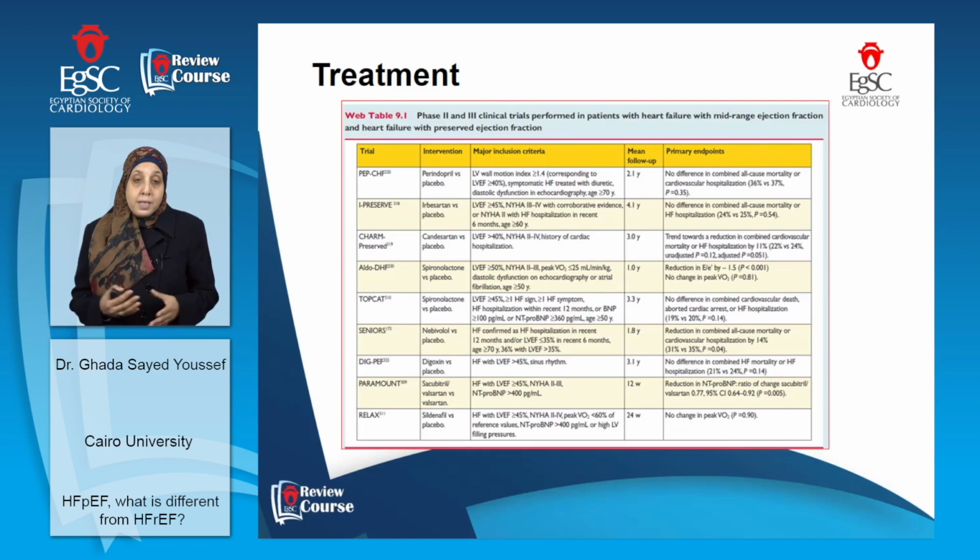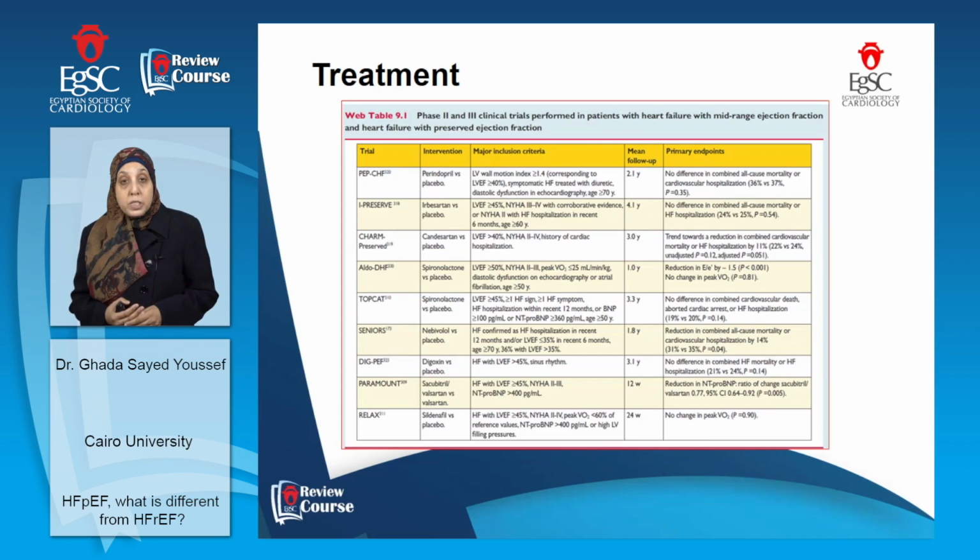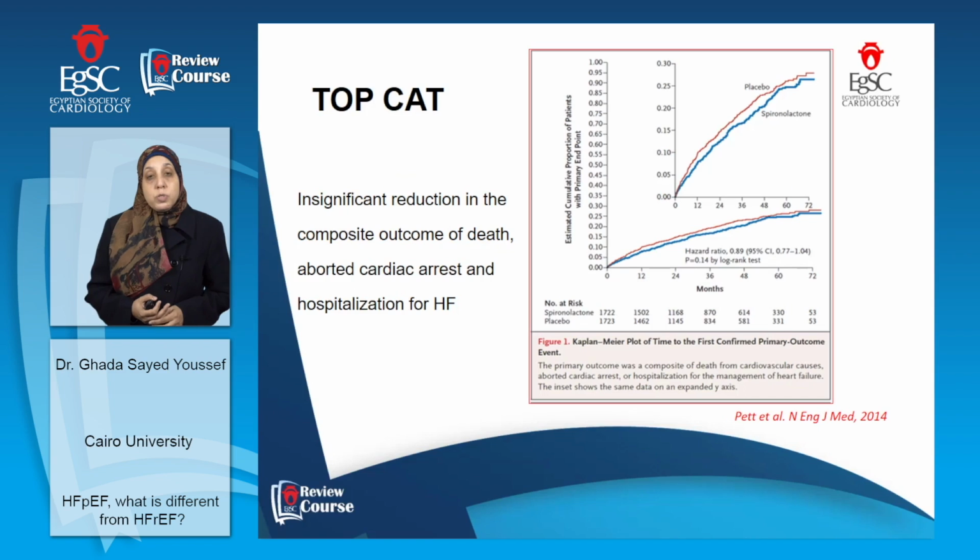This table shows the many studies that have been proposed to investigate the value of different drugs in patients with heart failure with preserved ejection fraction. They tested ACE inhibitors, ARBs, beta blockers, mineralocorticoid receptor antagonists, and sacubitril valsartan. All these drugs showed very minimal or marginal benefit in patients with heart failure with preserved ejection fraction, not enough to be evidence-based or to be applied to patients with HFpEF.